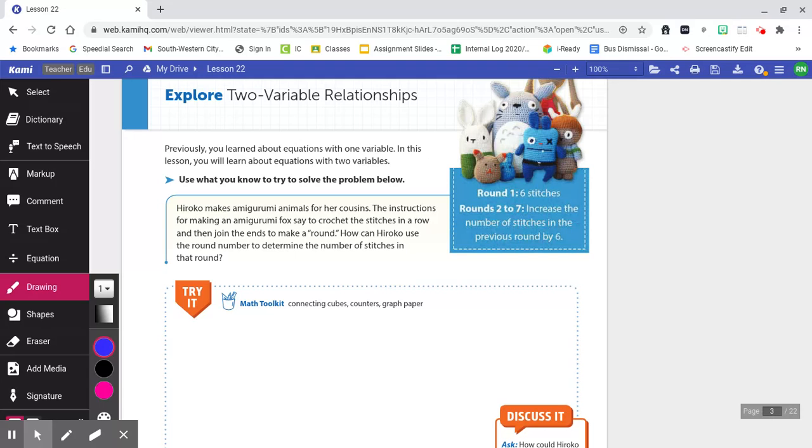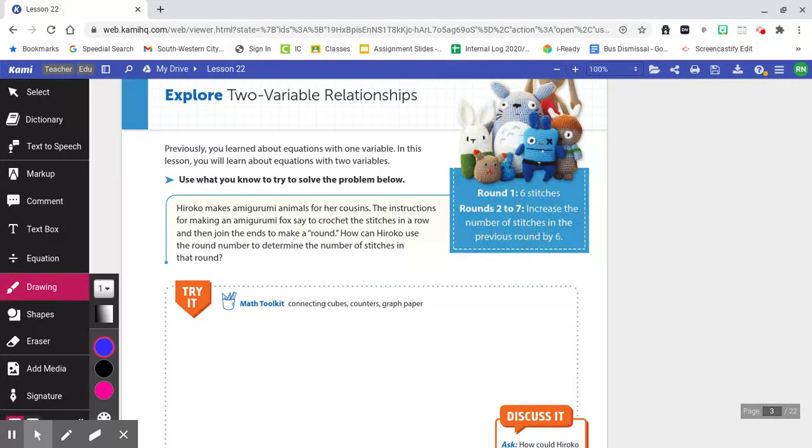So here's the story. Hiroko makes amigurumi animals for her cousins. The instructions for making an amigurumi fox say to crochet the stitches in a row and then join the ends to make a round. How can Hiroko use the round number to determine the number of stitches in that round?